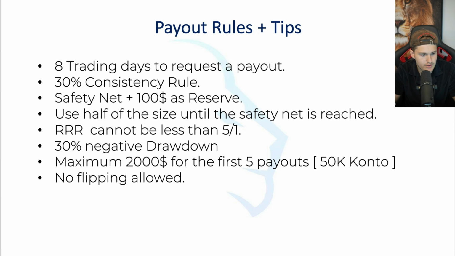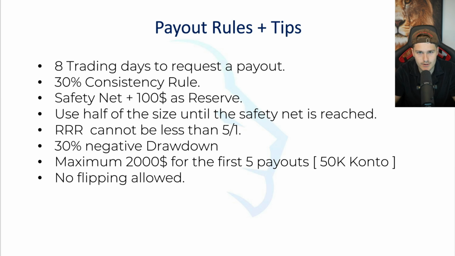Maximum $2,000 for the first 5 payouts. Also, you have a minimum withdrawal of 500 on the 50k funded account. So the first 5 payouts really can only request between $500 and $2,000. After that, if you accumulated a high account balance, let's say $75,000, then you can later on request the full amount until your safety net again.